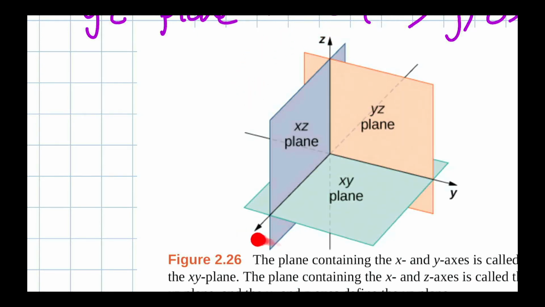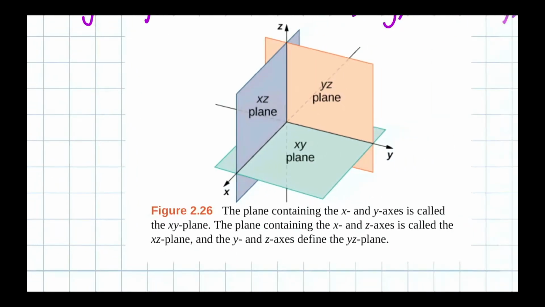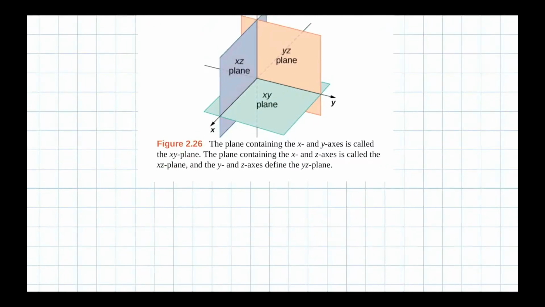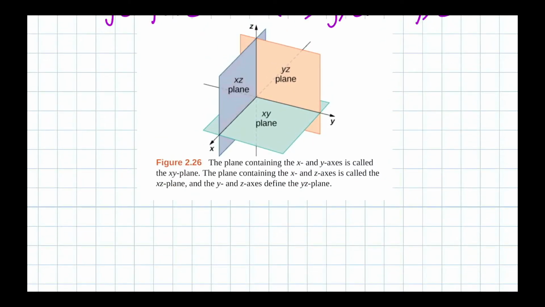And then down below, there's 4 more, right? There's one down here, one over here, one back here, and then one we can't see. So there's actually 8 pieces of space that these planes divide 3-dimensional space into, and we call them octants.